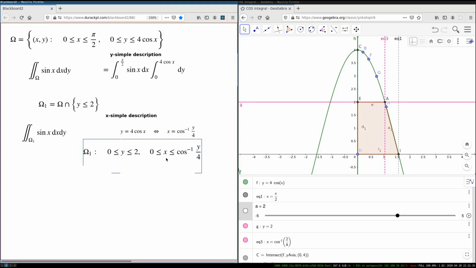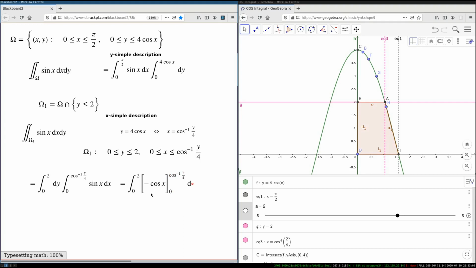Now, if you apply the Fubini theorem for this double integral, it will be the integral from 0 to 2 with respect to y, right from here. Then there will be an integral from 0 to inverse cos of y on 4 of sine x dx, which is from here. This is very straightforward to evaluate, because the antiderivative for sine is negative cos x. Once I do the substitution, the cos function conveniently interacts with the inverse cos and returns y on 4, like so.